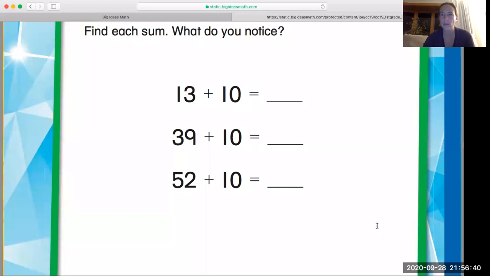Okay, so I'm going to share my screen with you. And while I share, I'm going to go get some place value blocks. And I want you to think about these three problems and what would your answers to these three problems be? Ready? On your mark, get set, go.